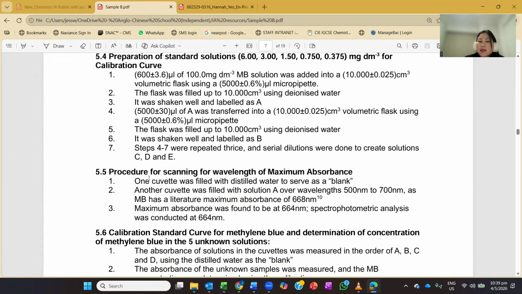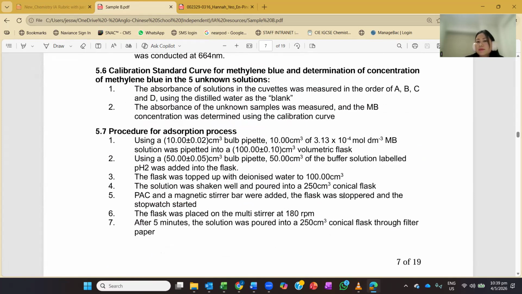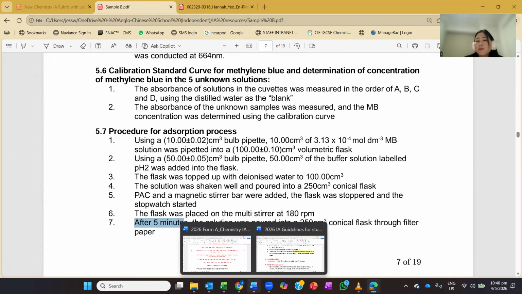All right. And then if I do a spectroscopy, what is the wavelength? What is my blank? All right. Everything is stated very clearly. So even if you stir, how much was the stirring? Stir for how long? All right, all this information should be reflected in the Form A.